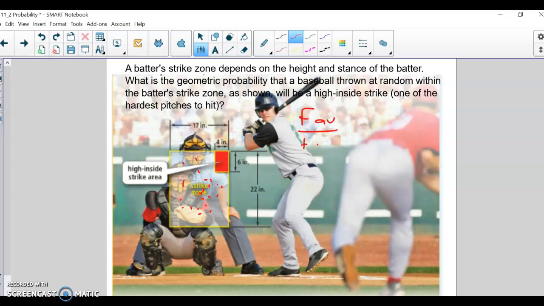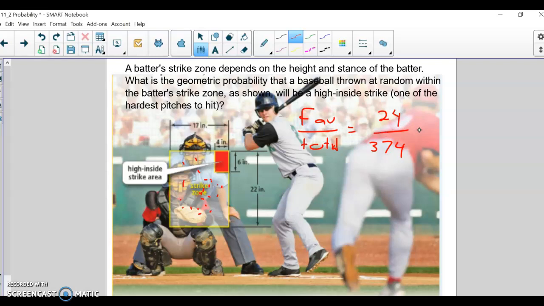Okay, so I'm going to go favorable over total. Sorry, my pen is really struggling here. Favorable is just the red area, so 4 times 6. And the total area is the 17 by 22. Multiplying those two together, we get 374.